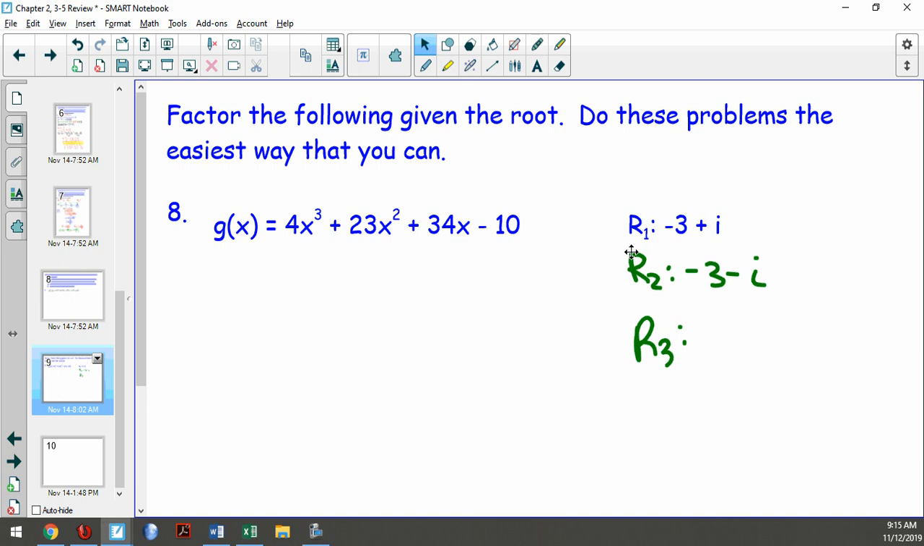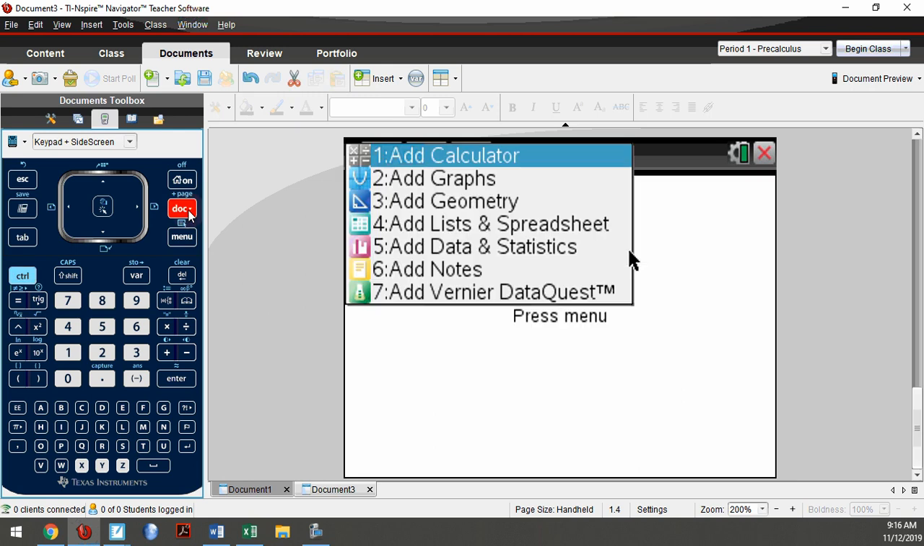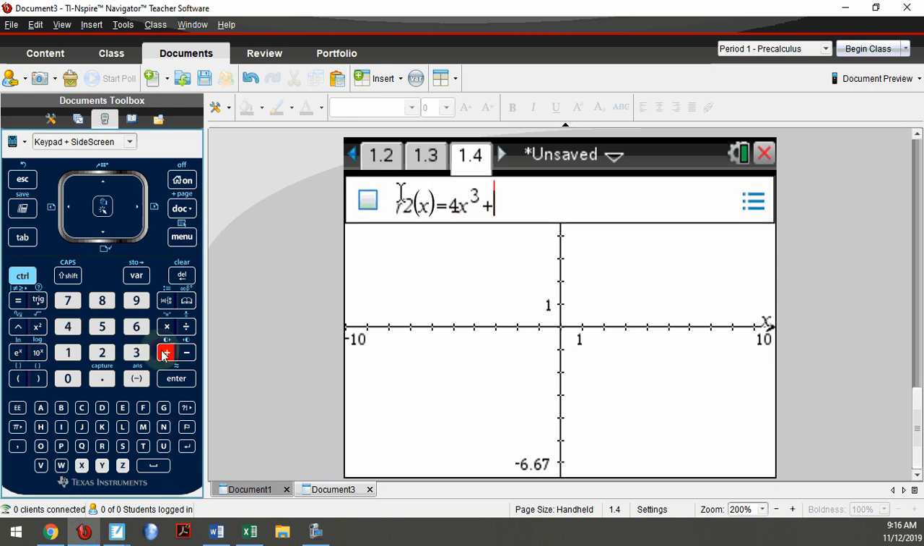So what could I do? I could totally graph this thing. I'm not asking you to do anything that you don't already know. So all we have to do is go over to our graphing calculator, and I'm going to graph this thing. Okay? Can somebody read off that polynomial for me? Did anybody write it down? Thank you, Kylie.